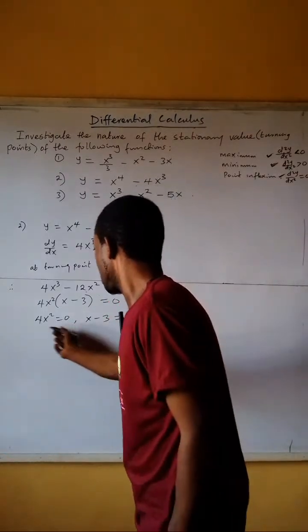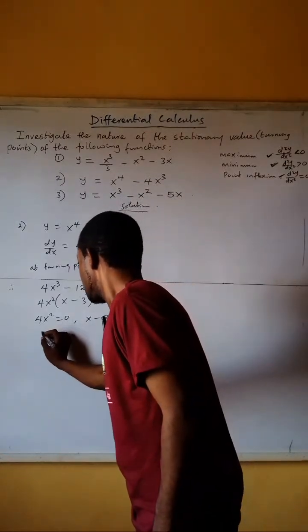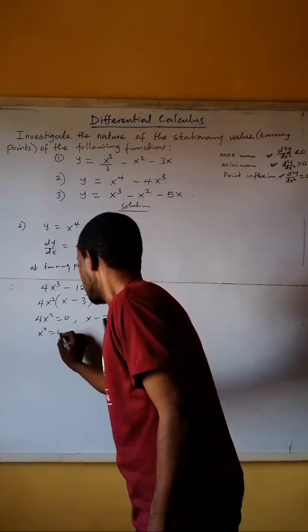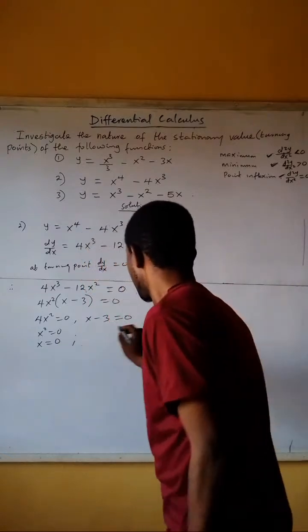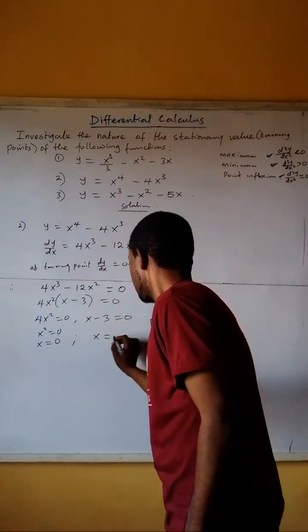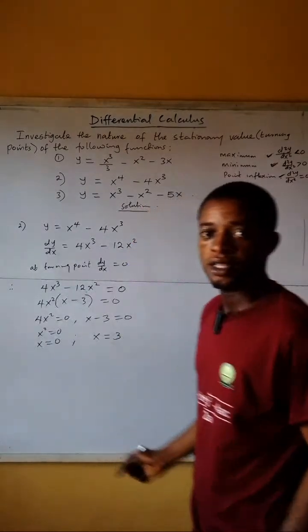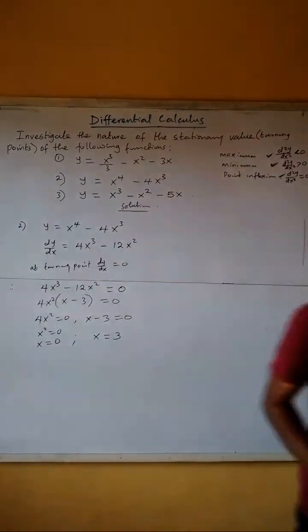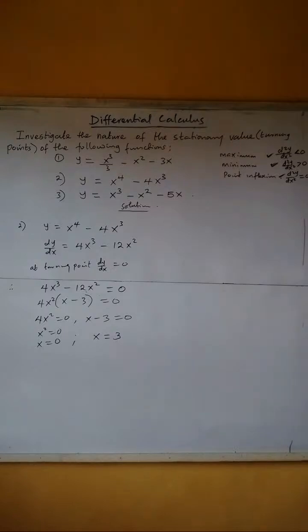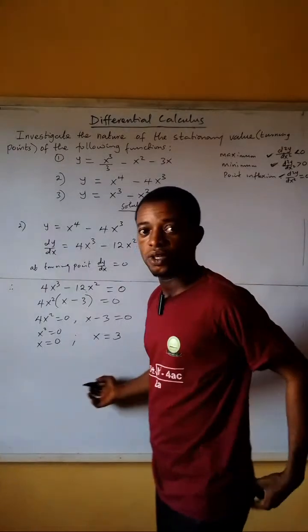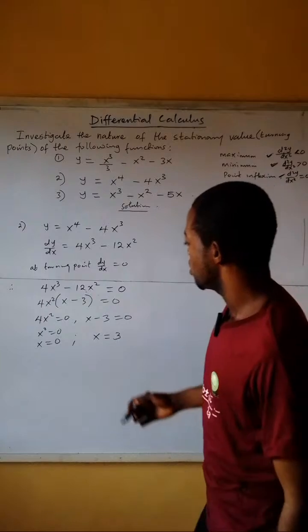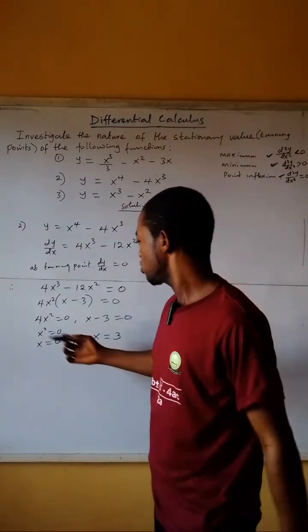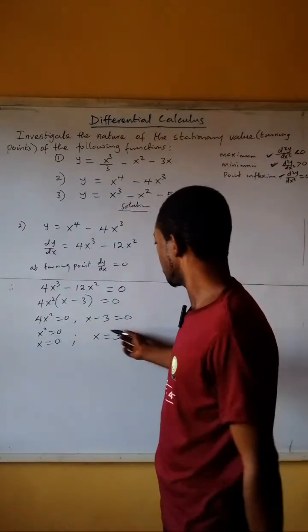Now, from here, divide both sides by 4, x squared is still equal to 0. Take the square root on both sides, x equals 0. Then on this side, we have x equals 3. Which implies here we have two turning points. We have the first one, x equals 0, and the other one, x equals 3. Now, which one is this one? Is it maximum, minimum, or point of inflection? And this one as well.